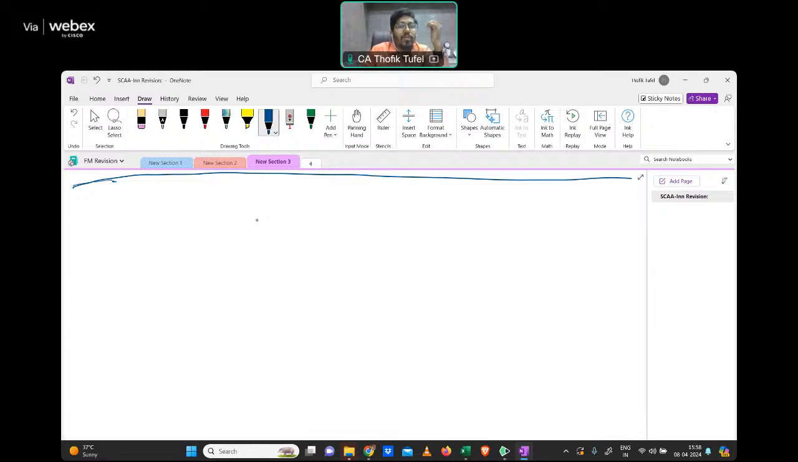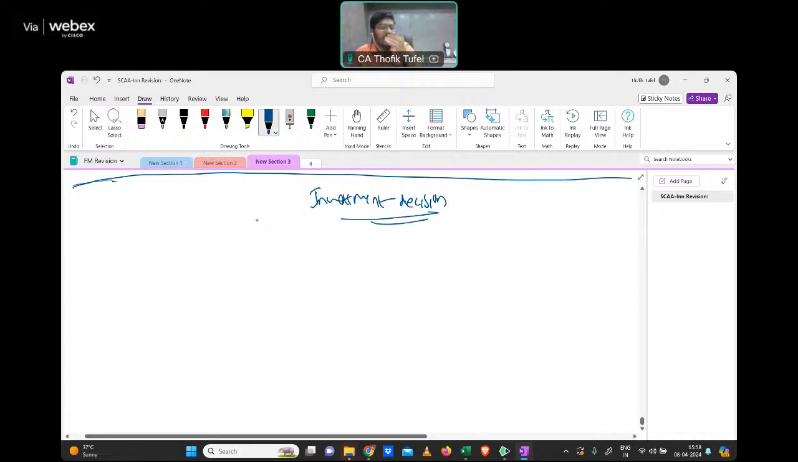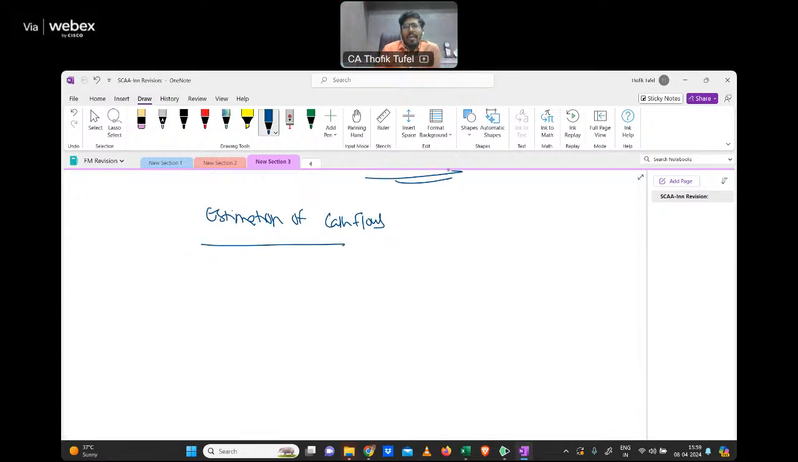Now let us move ahead and do investment decision. There is a little left that we need to complete, which means adjustments in investment decision: estimation of cash flows.